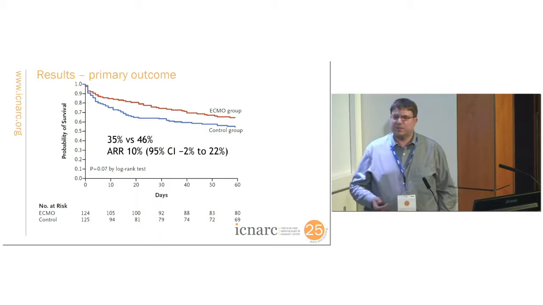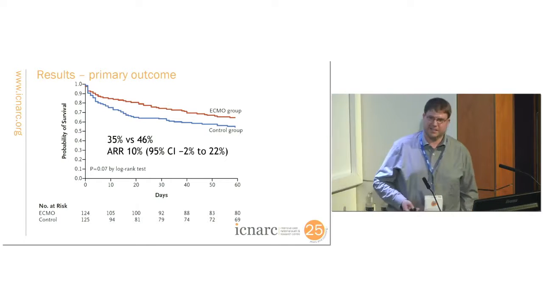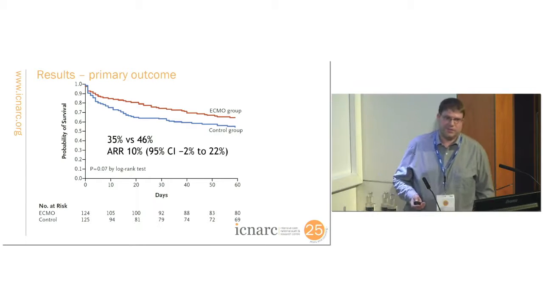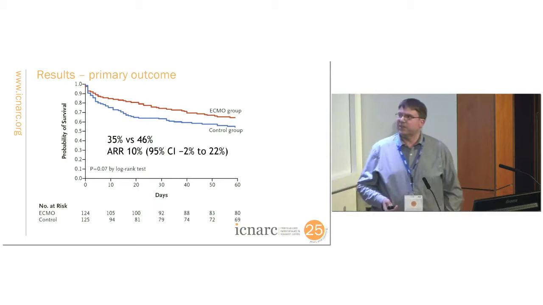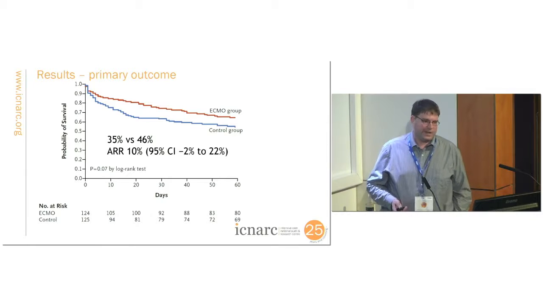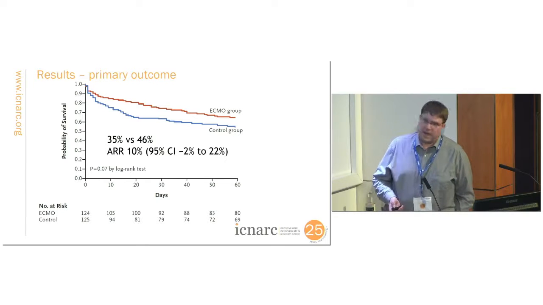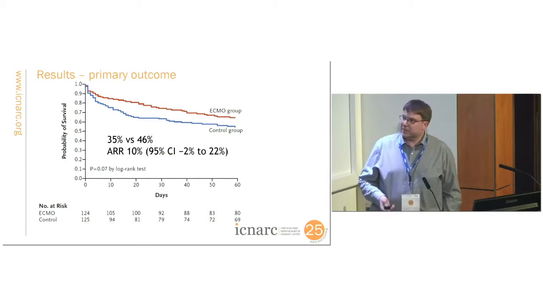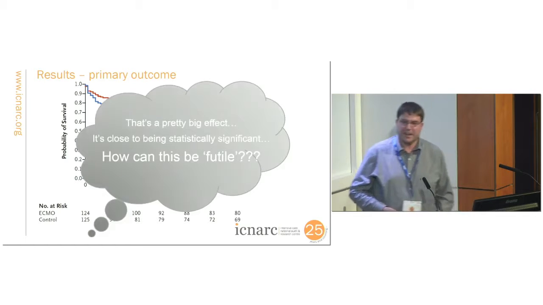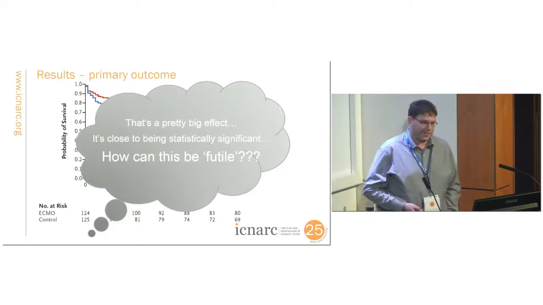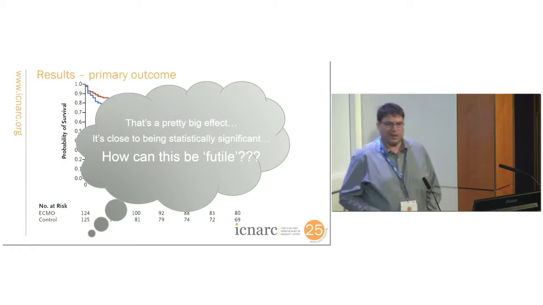So clearly what we expect to see then, we've stopped for futility, there's going to be no difference. They'll be exactly the same, won't they? But no. We look at the results now, and we see a 10% absolute reduction in 60-day mortality, with a 95% confidence interval from a 2% increase in mortality to a 22% reduction in mortality. And a p-value pretty close to 0.05, but we've got 0.07 here. I think what we'll tend to think there is, well, that's a pretty big effect. It's close to being statistically significant. How can this trial be futile?